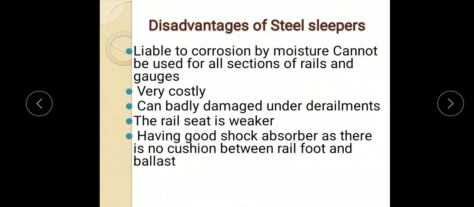Coming to the disadvantages of steel sleepers, they are liable to corrosion by moisture and cannot be used for all sections of rails and gauges. So we have seen the three types of rail sections, that is double headed rails, bull headed rails and flat footed rails. So steel sleepers cannot be used for all such sections. The cost of steel sleeper is also high.